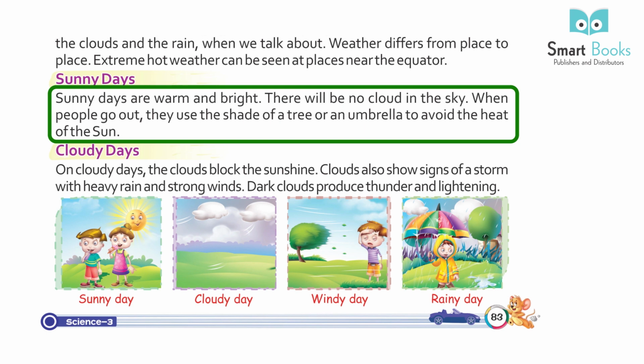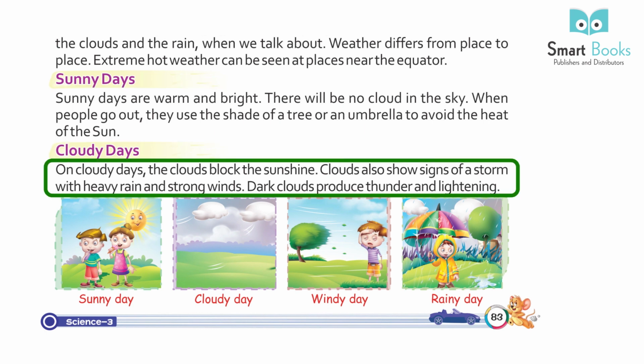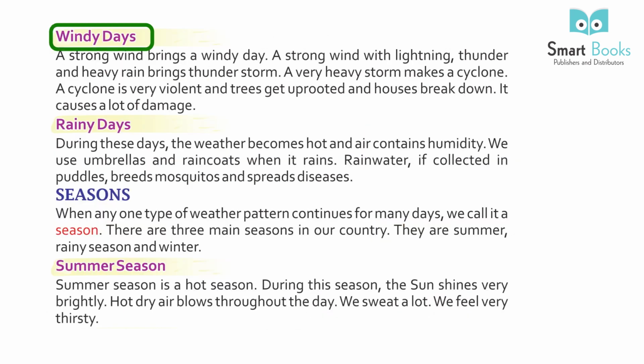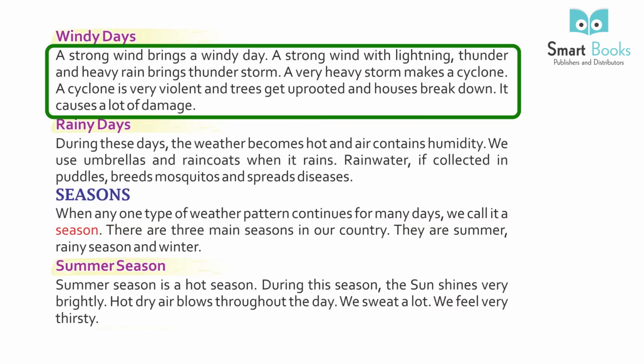Sunny days. Sunny days are warm and bright. There will be no cloud in the sky. When people go out, they use the shade of a tree or an umbrella to avoid the heat of the sun. Cloudy days. On cloudy days, the clouds block the sunshine. Clouds also show signs of a storm with heavy rain and strong winds. Dark clouds produce thunder and lightning. Windy days. A strong wind brings a windy day.